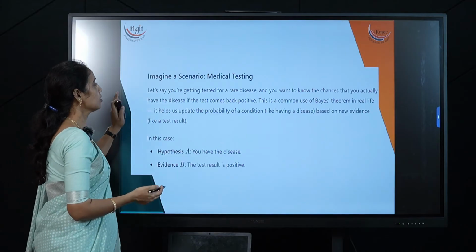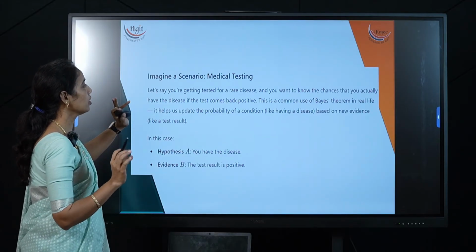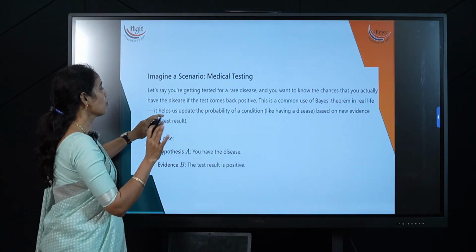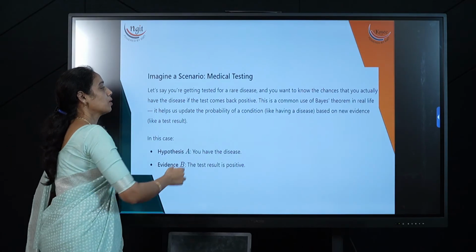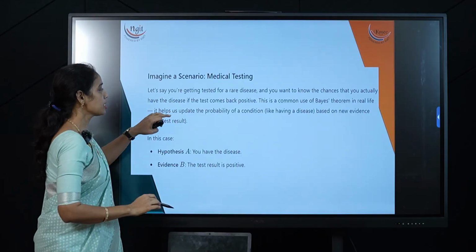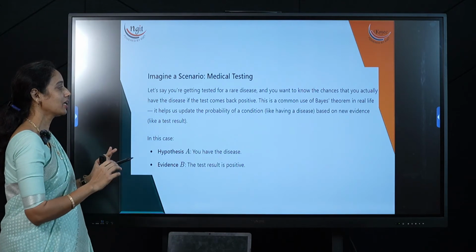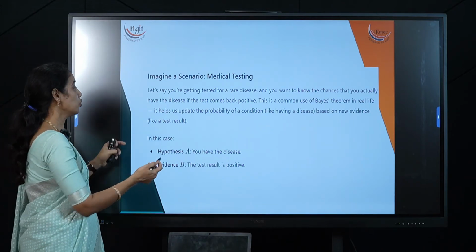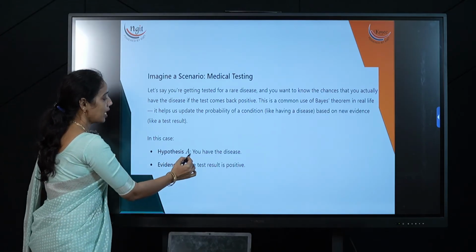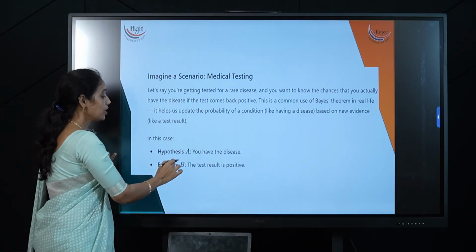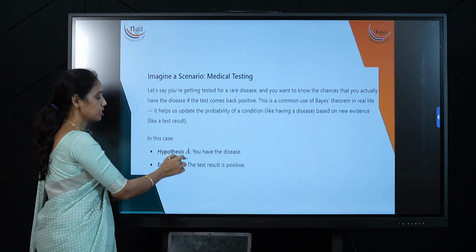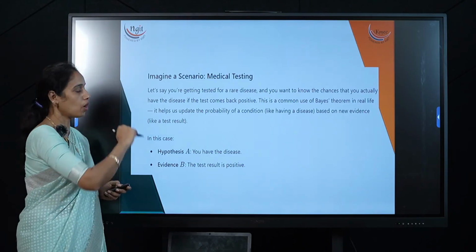Let us imagine a scenario where you are going for a test, to check whether you have a particular disease or not, and the test comes back positive. This is a common use of Bayes theorem in real life, and it helps us to update the probability of a condition like having a disease based on new evidence like a test result. So, in this case, the hypothesis A is you have the disease, and evidence B is the test result is positive. Let us take this hypothesis and evidence from this particular problem statement.